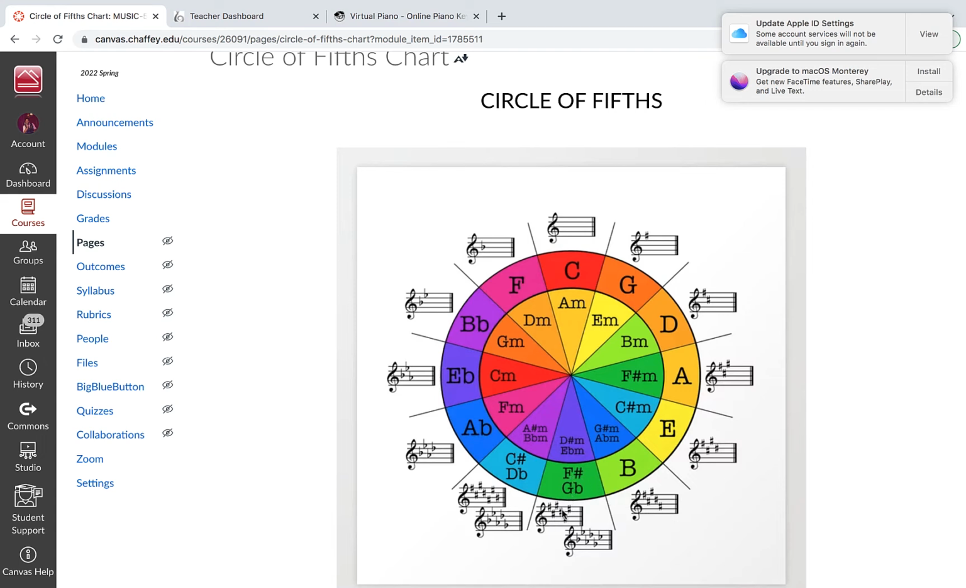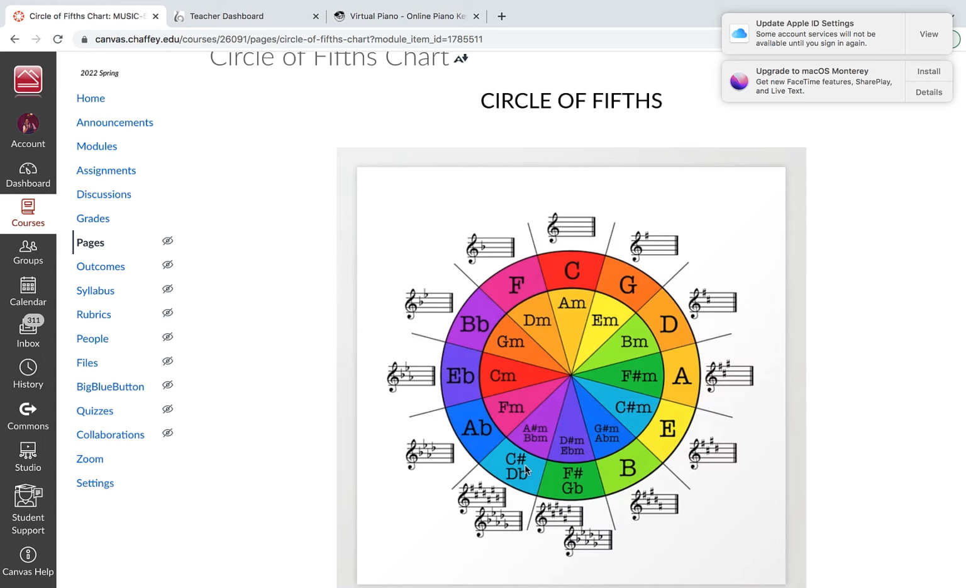Now we could keep on going around the circle, and we do here. See, C sharp, 7 sharps. You could keep on going 8 sharps, 9 sharps, 10 sharps, 11 sharps, 12 sharps. If you want to get really crazy, you could go 13 sharps, 14 sharps, 15 sharps. You could go in a spiral if you wanted to.